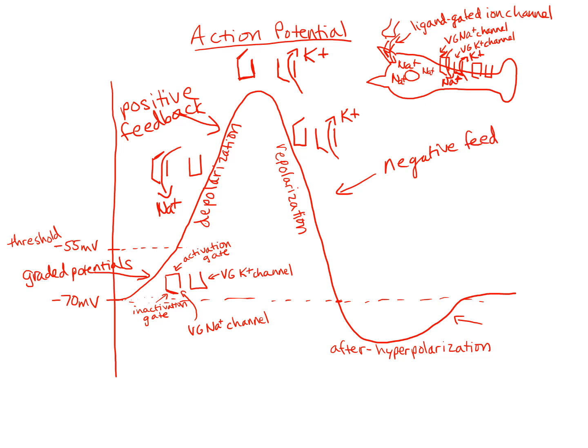So the repolarization phase of the action potential is a form of negative feedback because we're acting to return things back to the normal range, to the resting membrane potential. Okay, and then our third phase of the action potential is this after hyperpolarization phase.